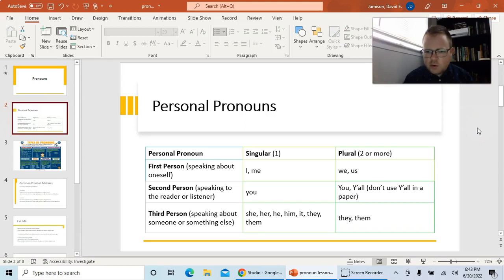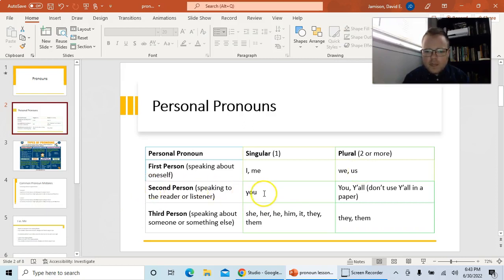Most of the time when we refer to pronouns, we're referring to personal pronouns. And for these, you pretty much just have to conjugate them to whatever situation you're in, whatever type of person or thing you were talking about. First person, I or me, that's a way of me talking about myself or you talking about yourself. If you're going to use first person plural, we or us is generally the way you would do it.